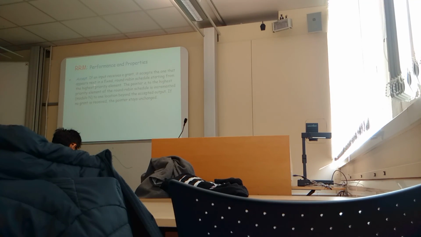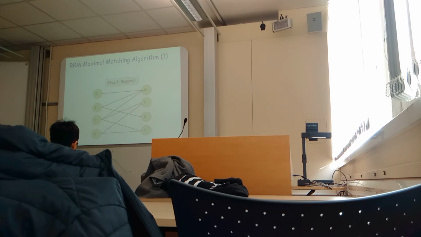So the accept, if an input receives any grant, accepts the one that appears next in a fixed round robin schedule starting from the highest priority element. And the pointer accept I, the A means accept, AI, to the highest priority element of the round robin schedule is incremented modulo n to one location beyond the accepted one. If no grants are received, the pointer stays in its place. It's exactly like the grant, except it's called accept grant. Okay? It works like this.